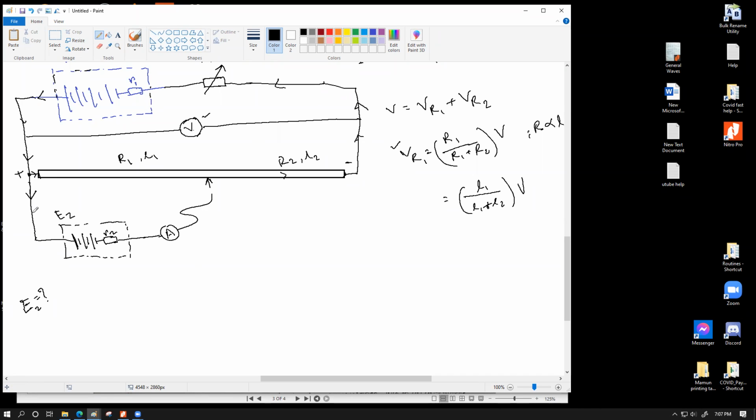If the current has to flow through downwards, somehow it has to overpower the opposite EMF of E2, which means here comes the magic. Have a look. This is the negative end of this battery connection. So this is the positive, this is the negative end.